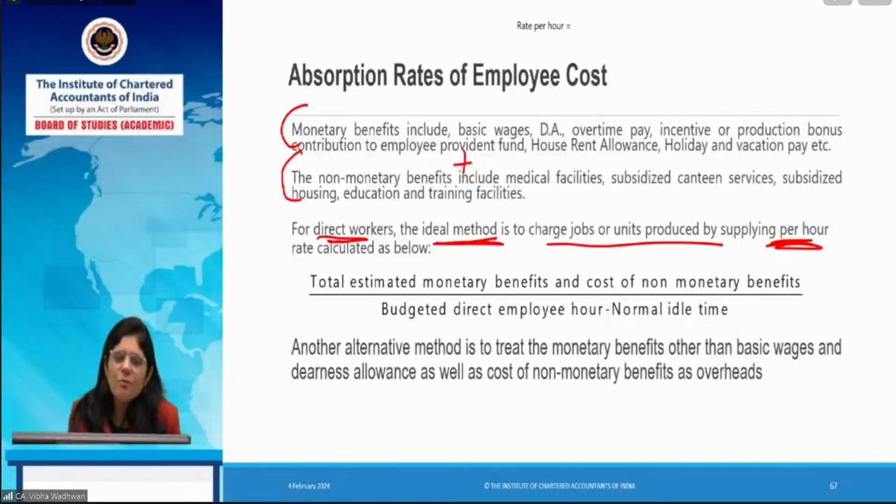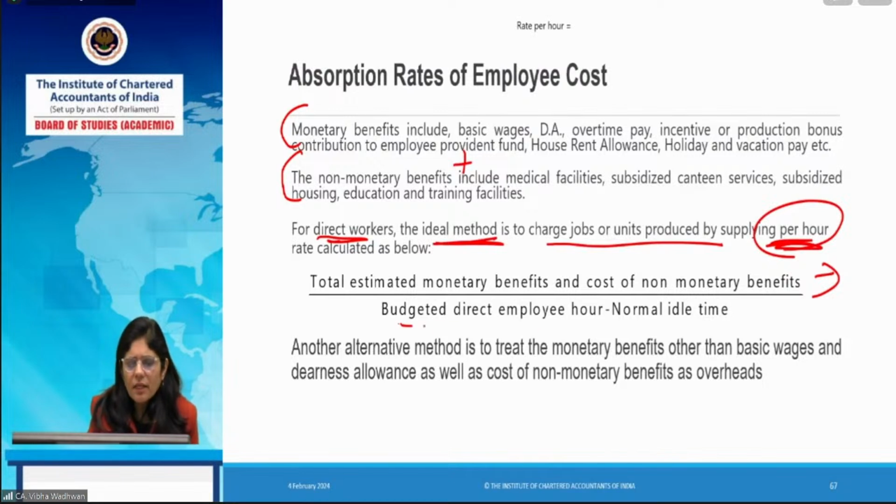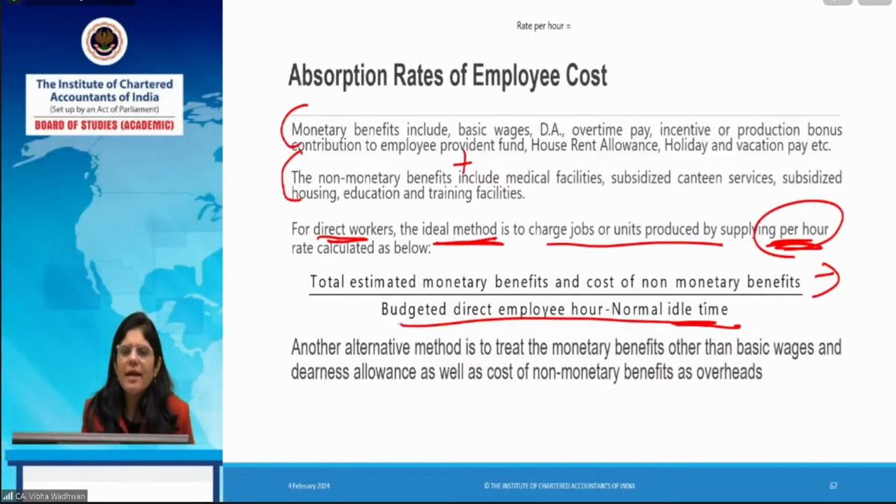So everything you pay to direct workers, monetary, non-monetary, perquisites, any benefits, any facility or any contribution on any leave pay, whatever you are paying to direct workers should be taken as a direct cost. Clear? By calculating the rate per hour. How do you calculate? Take everything, whatever cost, and divide by the direct employee hours minus idle time. That means the effective hours. So that will give you the rate.